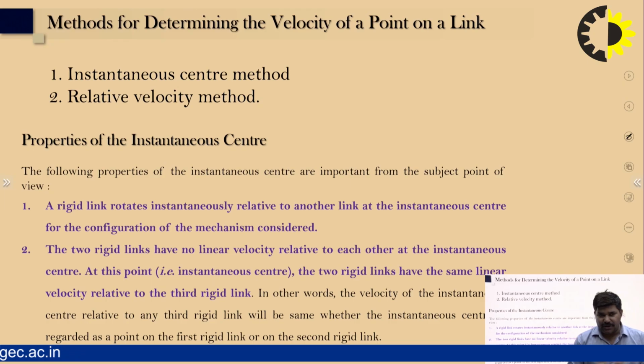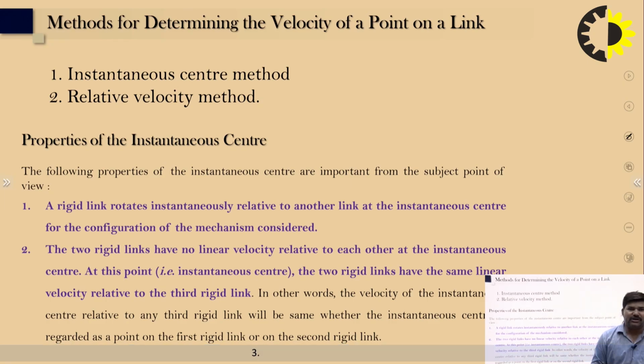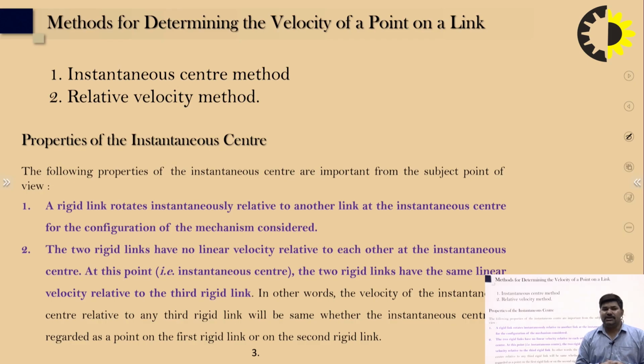So what is the property of the instantaneous center method? Suppose a rigid link rotates instantaneously relative to another link at the instantaneous center for the configuration of the mechanism considered. And second, if two rigid links have no linear velocity relative to each other at the instantaneous center, then at that point the two rigid links have the same velocity with respect to the third link.